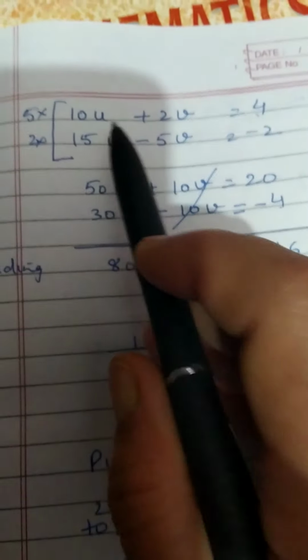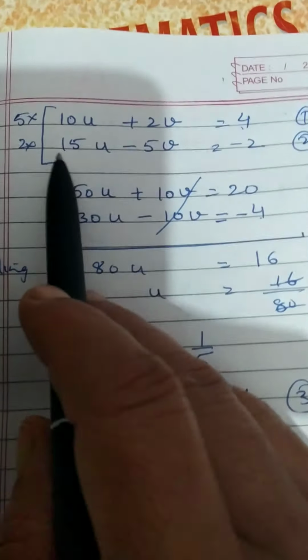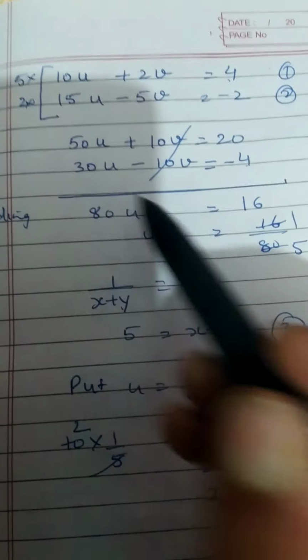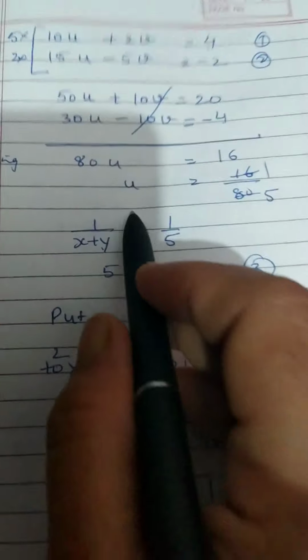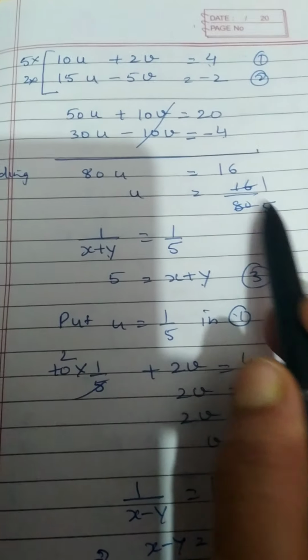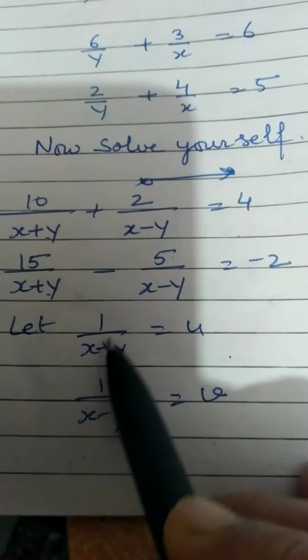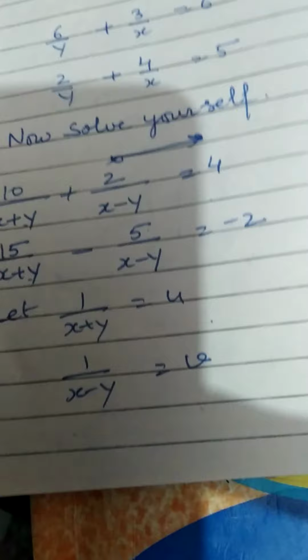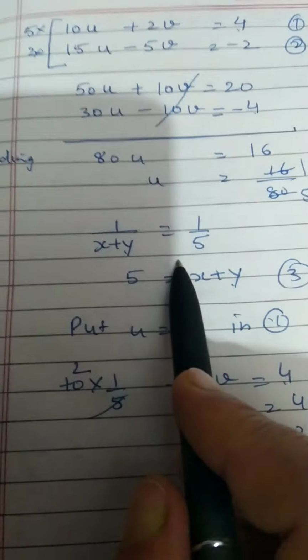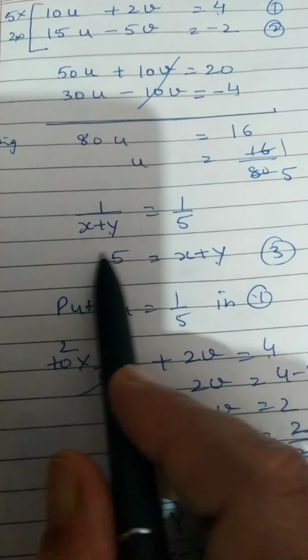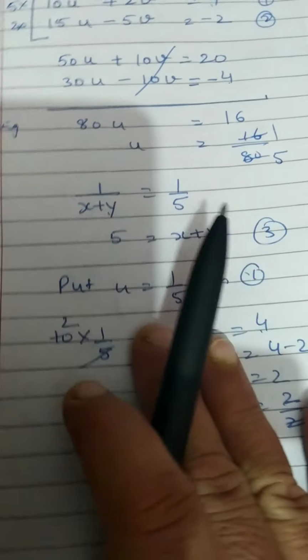Then it becomes 10u plus 2v is equal to 4 and 15u minus 5v is equal to minus 2. Then we will solve these equations by elimination method and we get the value of u. U is 1 by 5, but u was equal to 1 upon x plus y, as we had considered before. Then from here also we get 1 upon x plus y is equal to u is equal to 1 by 5. By cross multiplying we get 5 is equal to x plus y.